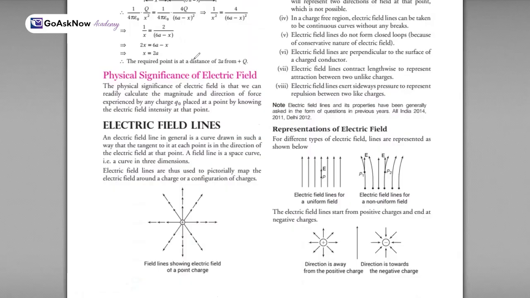So an electric field line in general is a curve drawn in such a way that the tangent to it at each point is the direction of the electric field at that point. I hope you got this point, that a field line is a space curve, a space curve in three dimensions. If you have a plus q charge, the electric field lines are like this. I have already told you, electric field lines will be like this.